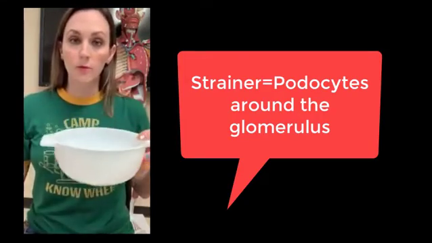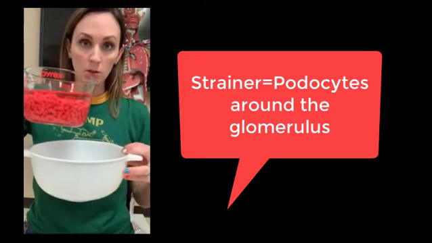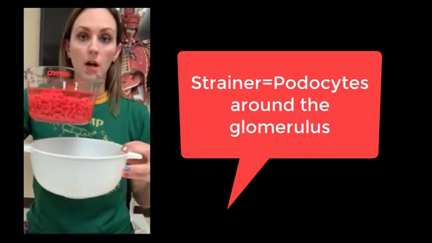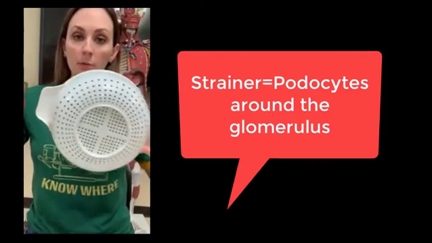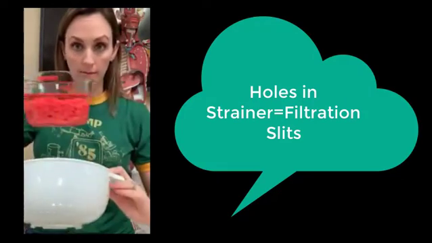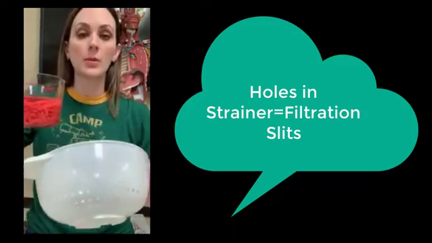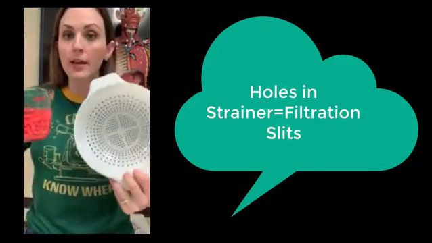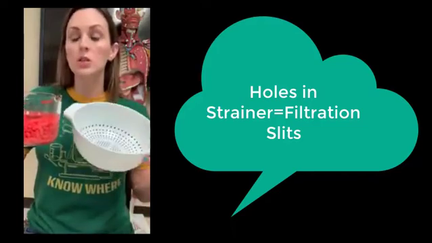So the idea is if we dump this blood into our Bowman's capsule glomerular combo, our renal corpuscle, what should come through the little holes or the filtration slits would be the water from our pasta, the water, which represents plasma, and what should stay in our strainer or colander should be our pasta or red blood cells, okay? So I'm pretty sure you get where I'm going with this, but I'm going to now simulate this process, which we've all done a million times.